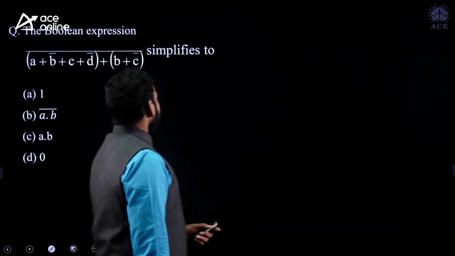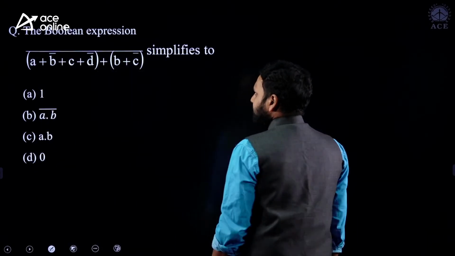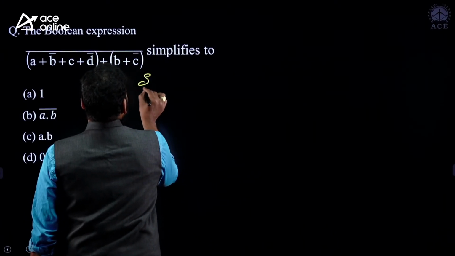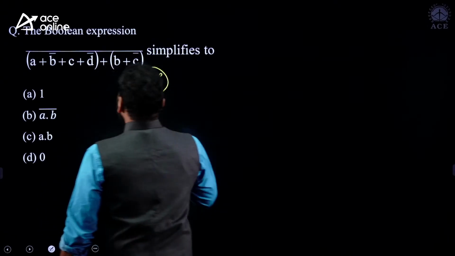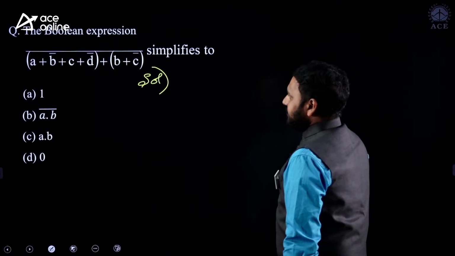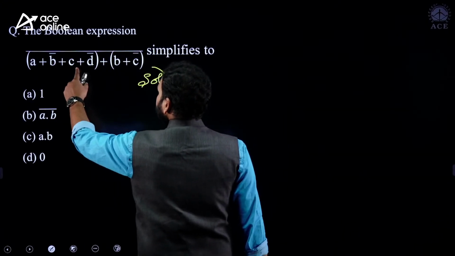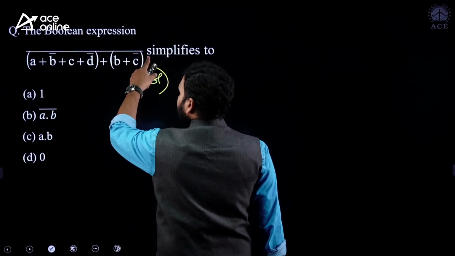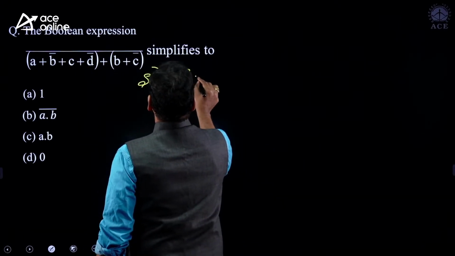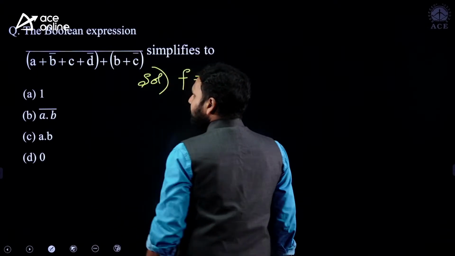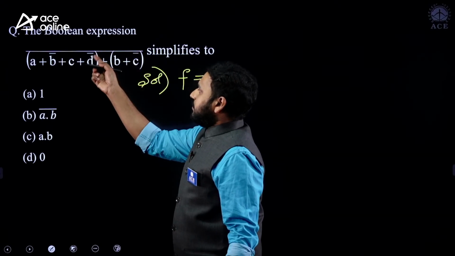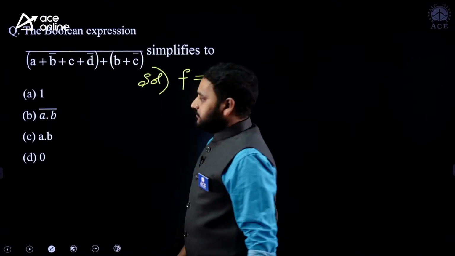Right. The Boolean expression given like this simplifies to... let me solve it here. You better solve this question, dear, and then you can compare the result. He has given A plus B bar plus C plus D bar plus B plus C bar under one complement. So F is equal to, you can directly apply De Morgan's here. You assume this entire function as x plus y whole bar, x bar dot y bar, right?